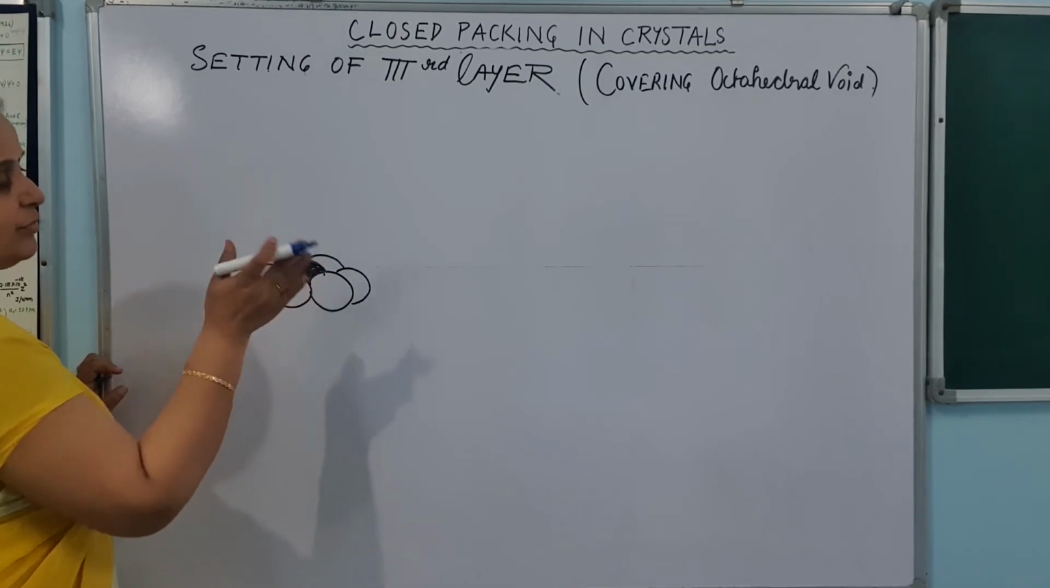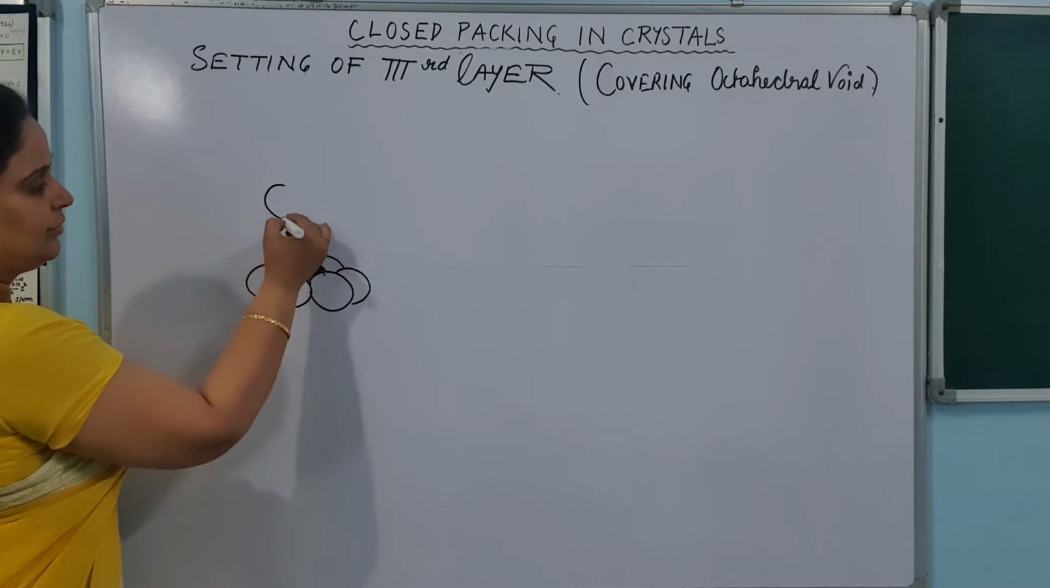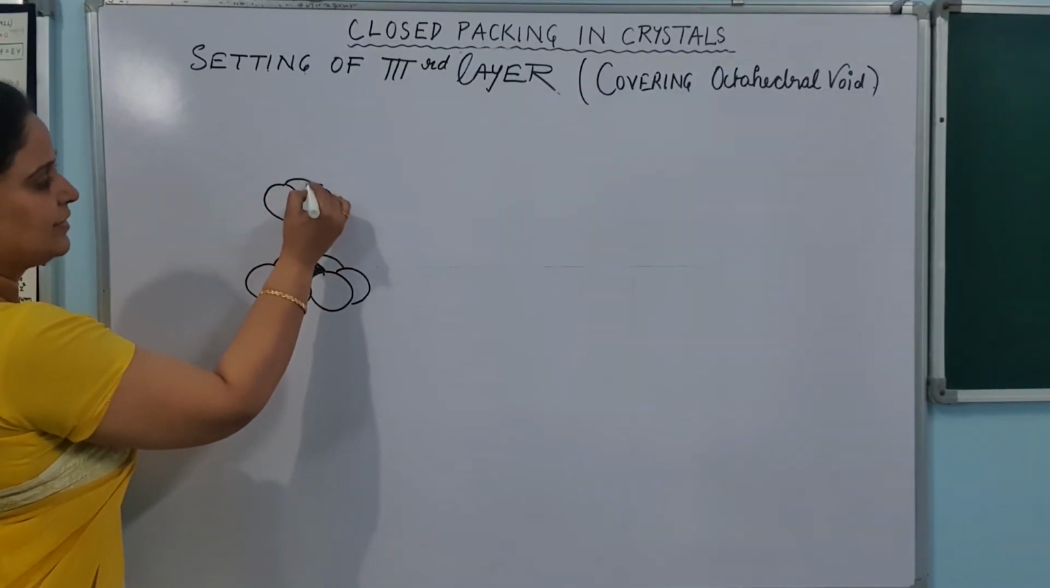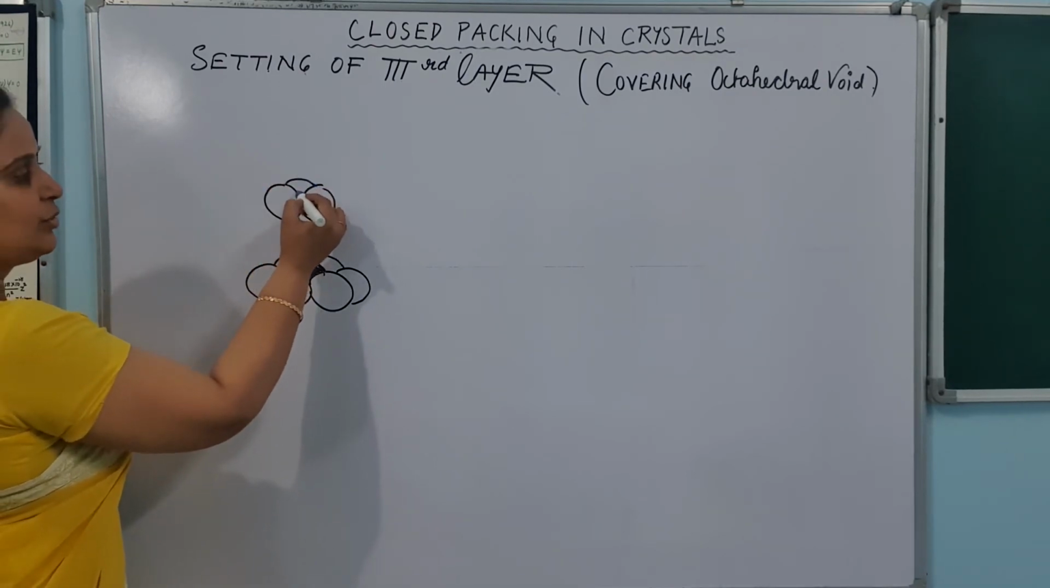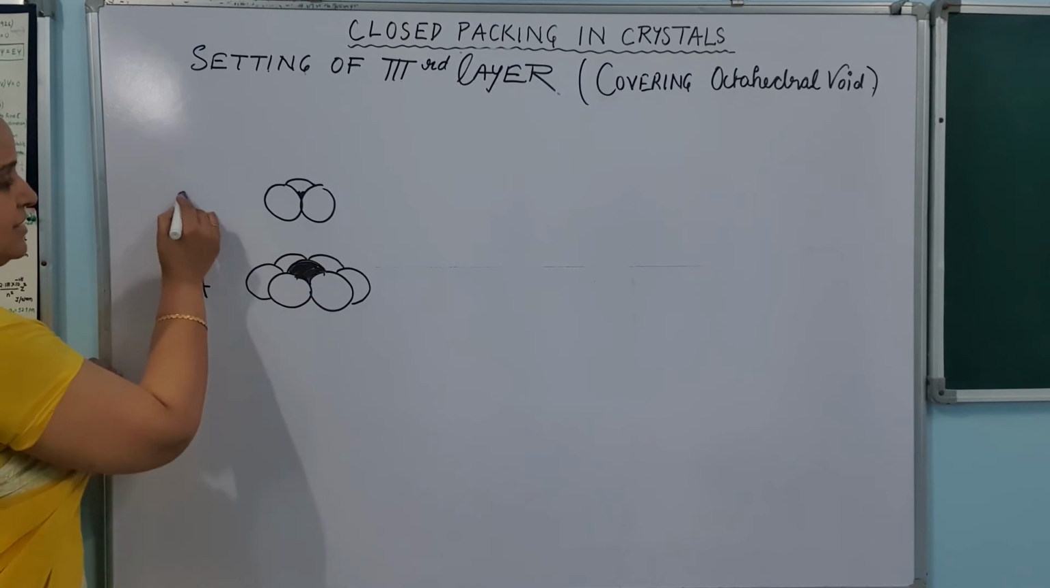Okay, now the second layer which will be kept, that is a triangle. One ball, second ball, and third ball. Okay, and the groove is here. Third ball, this is A, this is B type of.